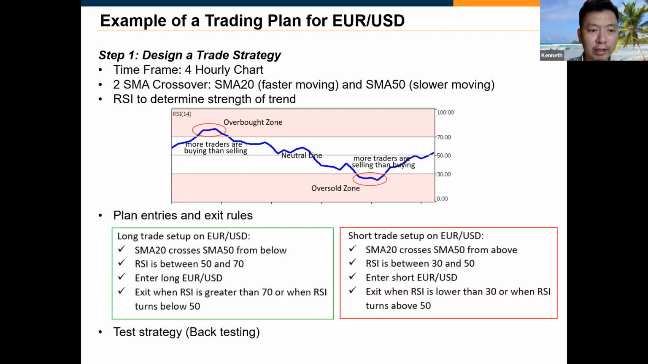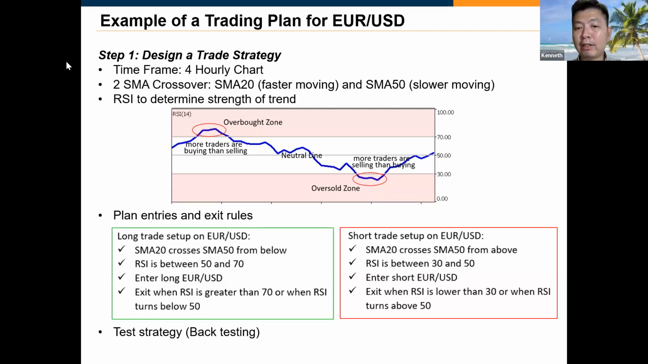If you take a look at the green box, the plan for entries and exit for a long trade setup on EUR/USD, that means to buy: the SMA 20 must cross the SMA 50 from below. The RSI must be between 50 and 70, and therefore we enter a long EUR/USD trade. So we buy the EUR/USD. Then we exit the trade when the RSI is greater than 70 or when the RSI turns below 50, that means it turns into the sell zone.